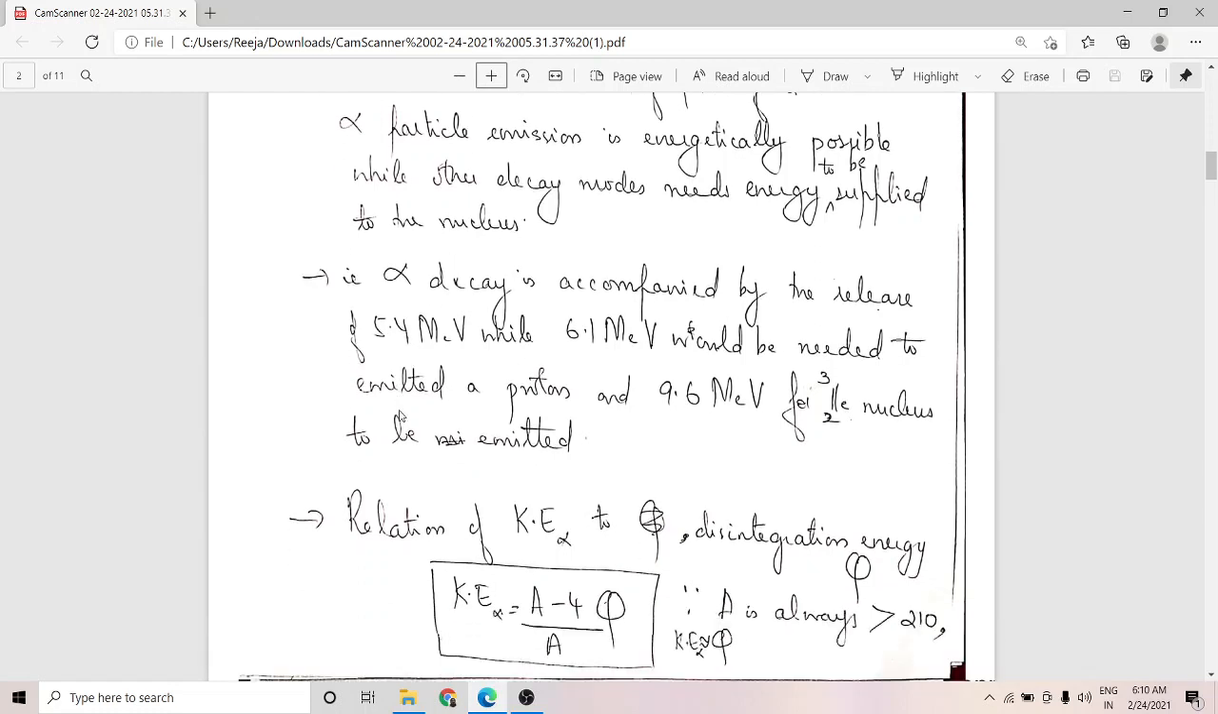Now, what is the relationship between the kinetic energy of the alpha particle and this disintegration energy? Kinetic energy of alpha is equal to (A minus 4) by A into Q. Since A is always very large, for example 210 minus 4 by 210, that is 206 by 210, it is nearly equal to 1. So almost all of the disintegration energy is getting converted to the kinetic energy of the alpha particle. So they remain nearly the same.